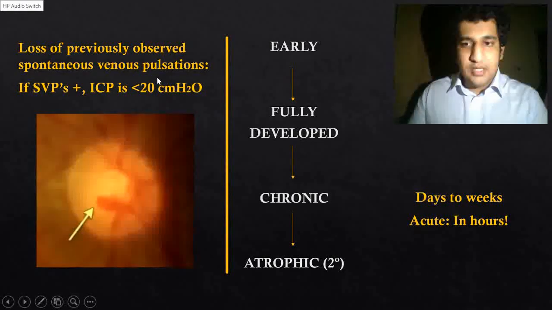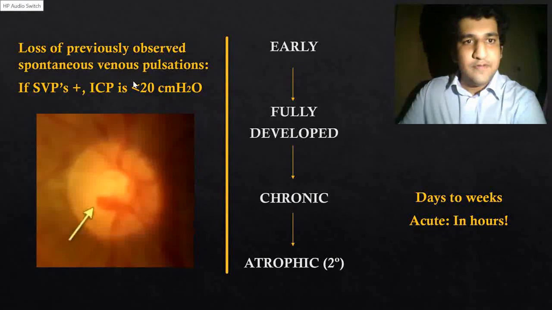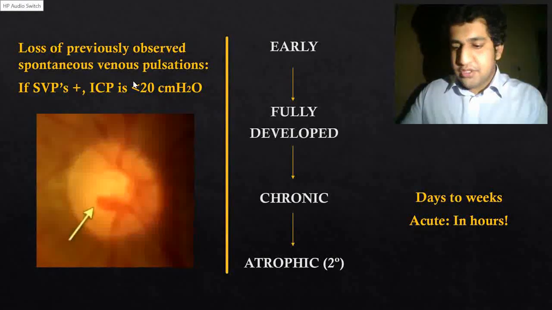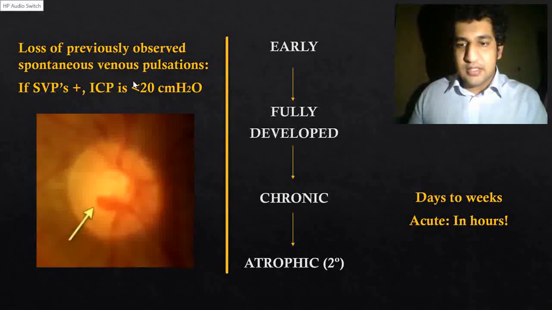Okay, because in 10 to 20% of the population, you are going to have normally absent SVPs. So nothing to do with raised ICP. In 10 to 20% of normal people, you're not going to be able to visualize SVPs. So if you have a patient in whom you know SVPs are visible, and now the SVPs are not visible, that is very specific. Okay, and that tells you it's early, it's impending papilledema.